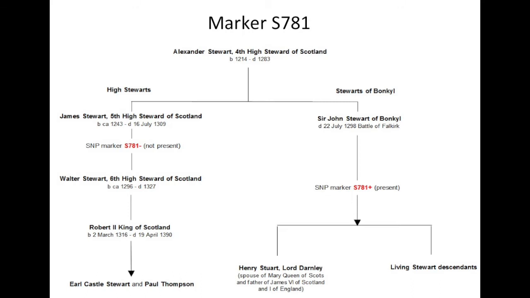And the other major branch coming from John's older brother, James 5th High Steward, tested negative for S781. We have James's son Walter, who was the individual who took part in the Battle of Bannockburn, down to his son, King Robert II, and eventually down to Earl Castle Stewart and Paul Thompson that I mentioned earlier. None of these carry the S781 SNP.